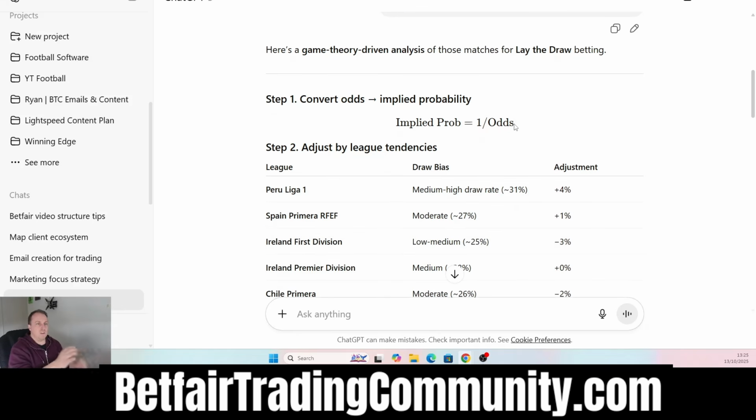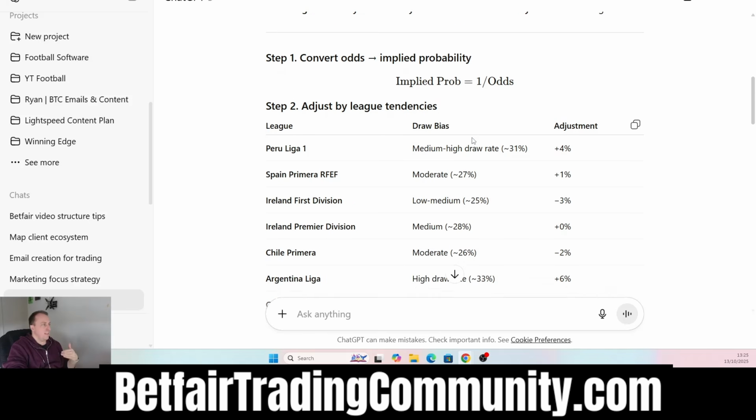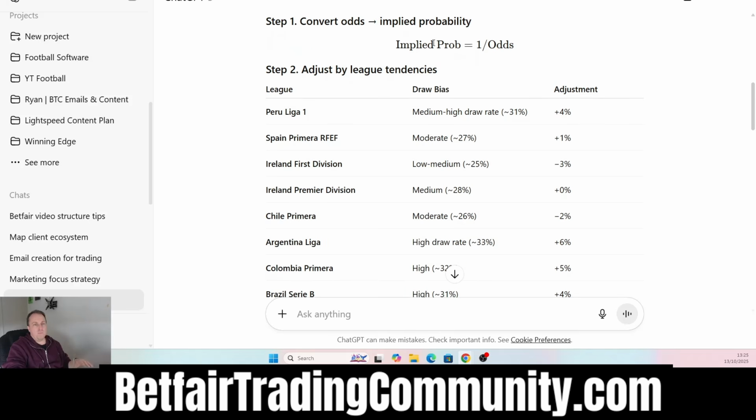But as you can see, what it's done is it's then brought me a game theory driven analysis, okay? And it's showing me which games will be good for lay the draw betting. Okay, the first thing it does is work out implied probability. Then it looks at adjusting by league tendencies, and I've noticed that this is one of its favorite things to do. So I've banged on for years about how important the leagues are that you trade, and I think this actually proves it.